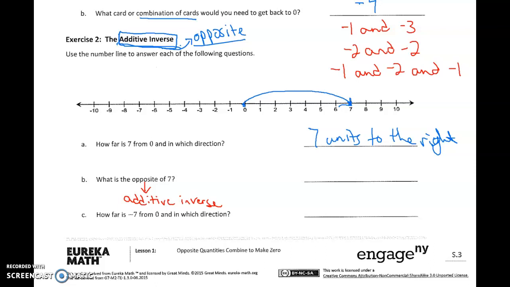Well, remember we talked about opposites, and they have the same absolute value, the same distance from 0, but in the opposite direction. So instead of going 7 units to the right, we're going to go 7 units to the left. And it says, how far is negative 7 from 0? Well, it's 7 units. Don't say it's negative 7 units, because when we say how far away something is, we don't say negative. We say how many units and then give a direction.